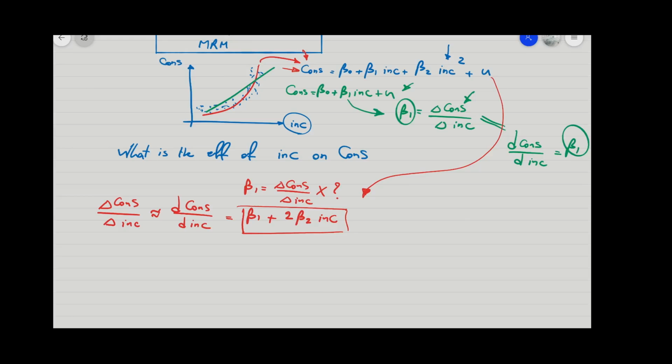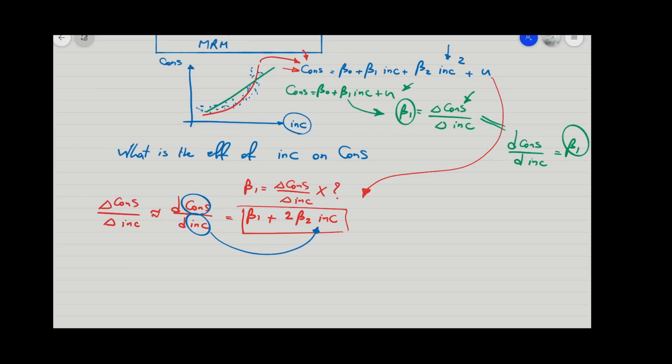So it's not going to be beta 1 anymore. The new model, the derivative is beta 1 plus 2 beta 2 income. What does this mean? Again, intuition is very straightforward. It's telling you that the effect of income, so I want you to pay very good attention because it is important. The effect of income on consumption is a function of income itself.